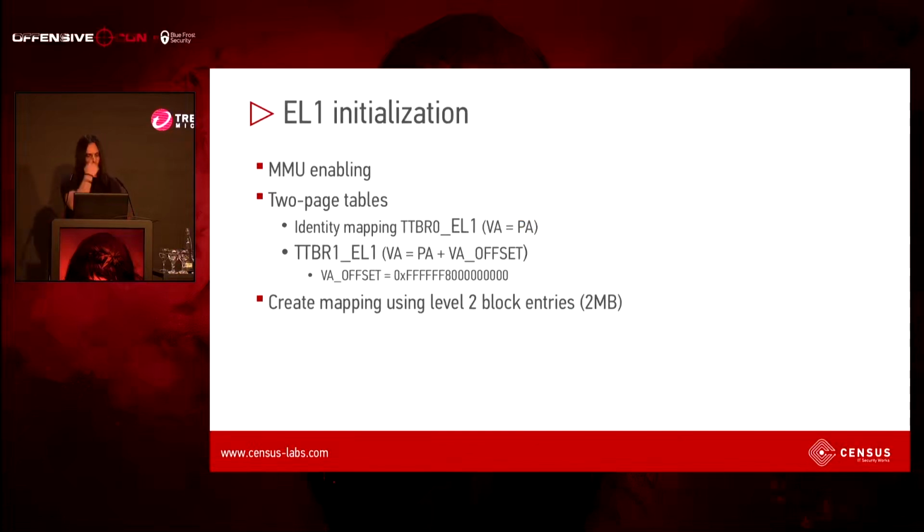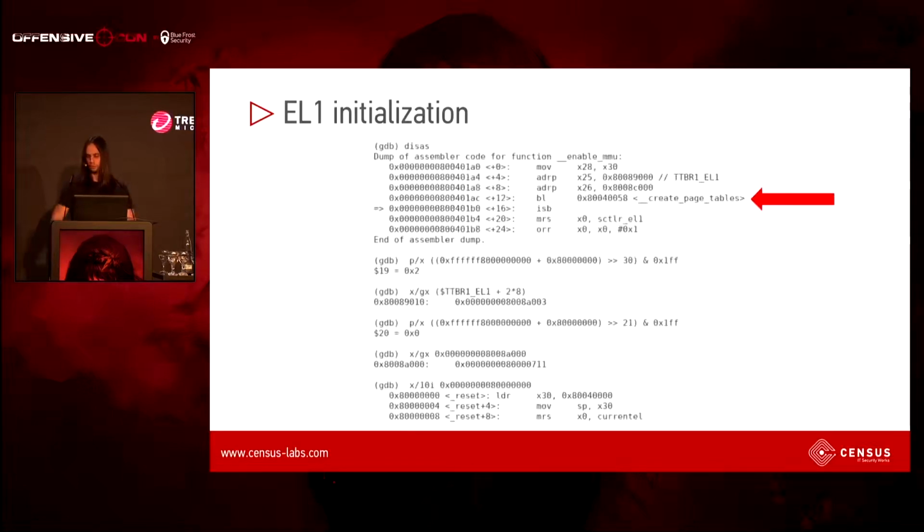So for our EL1 implementation, we're going to be enabling the MMU. There are 2 page tables. We have one identity mapping for low virtual addresses, TTBR0, where the virtual address is equal to the physical address. And then we have the high virtual addresses for TTBR1, where the virtual address equals the physical address plus a fixed offset, which you can see here. And we will be mapping our framework with level 2 block entries, or 2 megabyte increments. So let's see how this works.